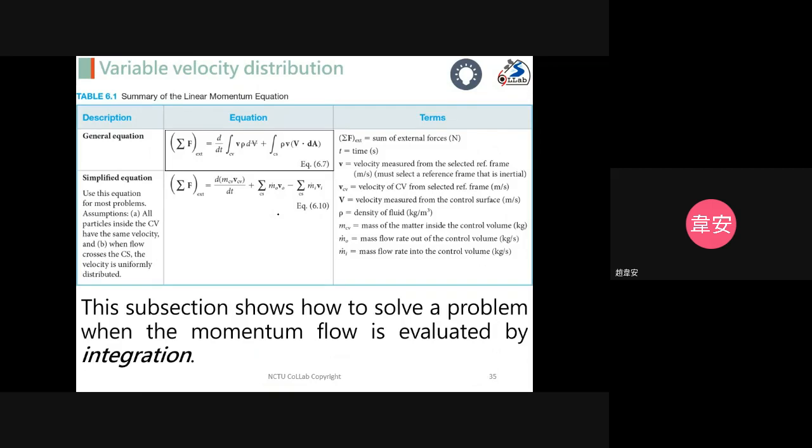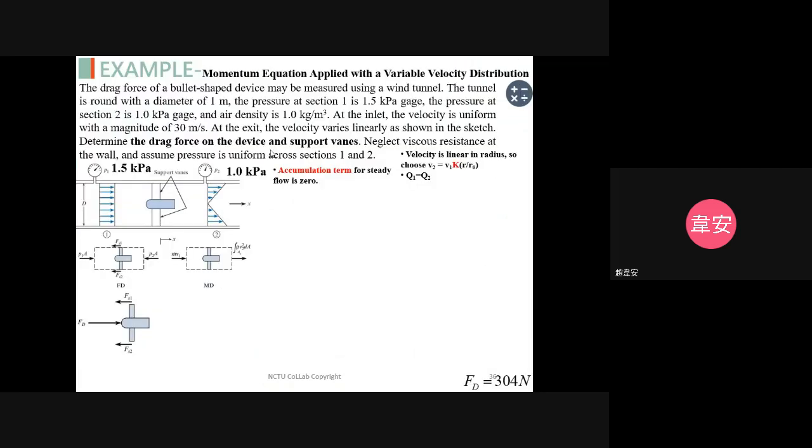So what that means, if you go back to see the table summarizing the general equation for the momentum equations, the momentum equation includes the integration operators for the control surface. So next we see the problems. So this problem is for the drag force testing, and the testing is operated in the wind tunnel.